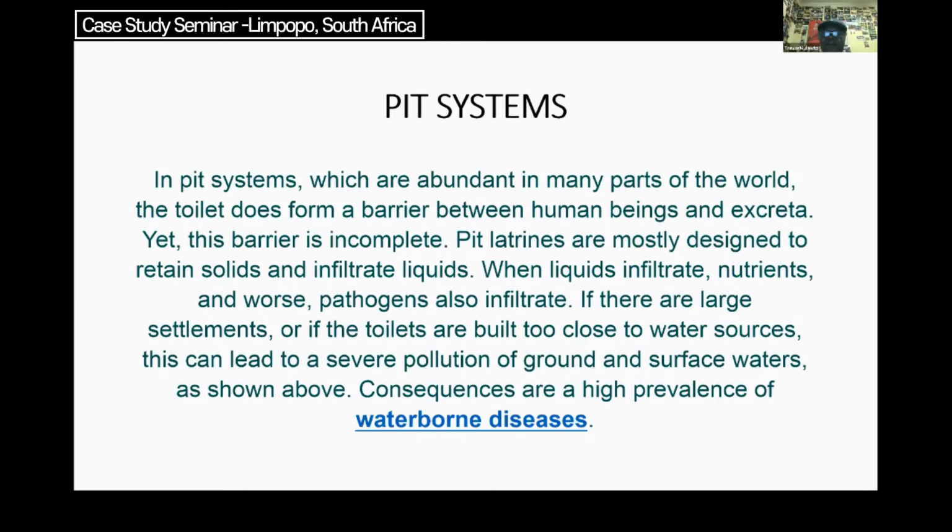So in pit systems, which are abundant in many parts of the world, the toilet does not form a complete barrier between human beings and excreta. Pit latrines are mostly designed to retain solids and infiltrate liquids. When liquids infiltrate, nutrients and waste pathogens also infiltrate. If there are large settlements, or if the toilets are built too close to water sources, this can lead to severe pollution of ground and surface waters, as shown in the picture you saw on the previous slide.